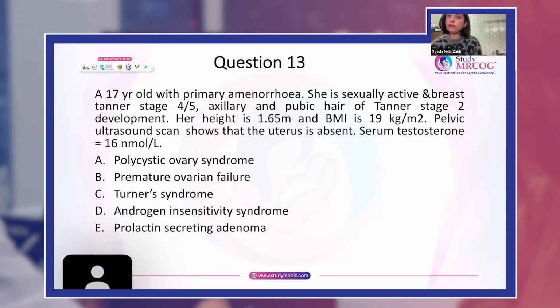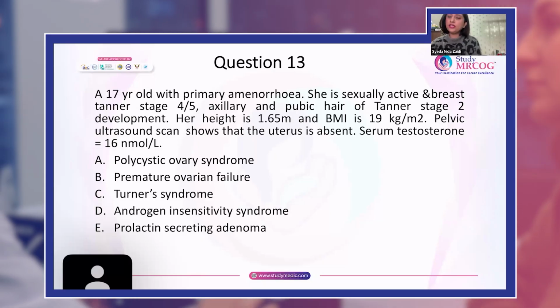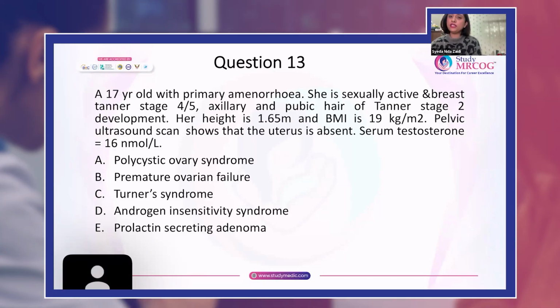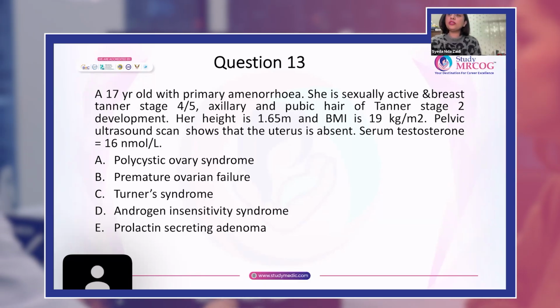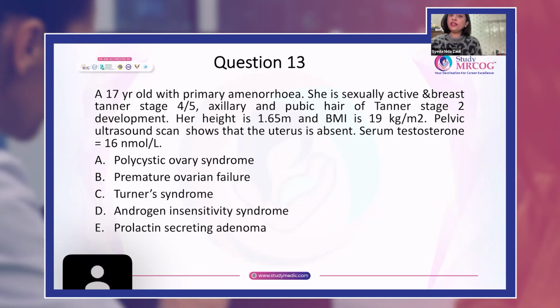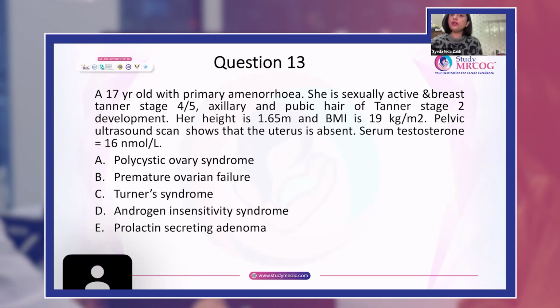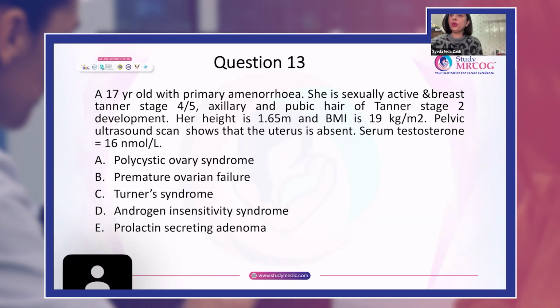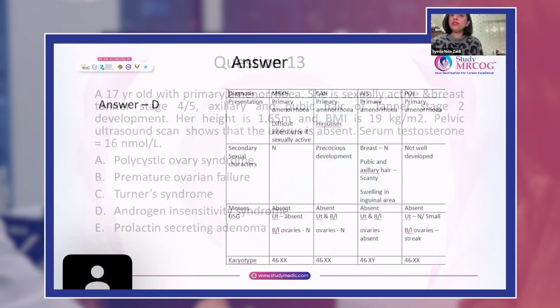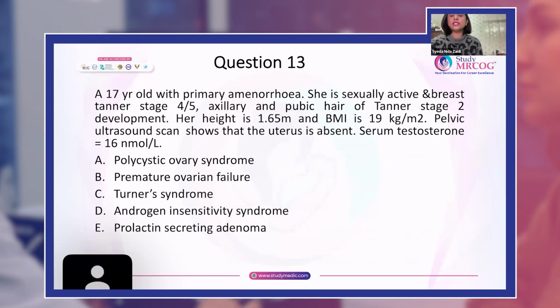Polycystic ovarian syndrome, premature ovarian failure, Turner syndrome, androgen insensitivity syndrome, or prolactin secreting adenoma. So in this case, we need to see that she is sexually active and breast Tanner staging is 4/5. That breast is developed. Axillary and pubic hair is Tanner stage 2 development. The answer will be D, androgen insensitivity syndrome.